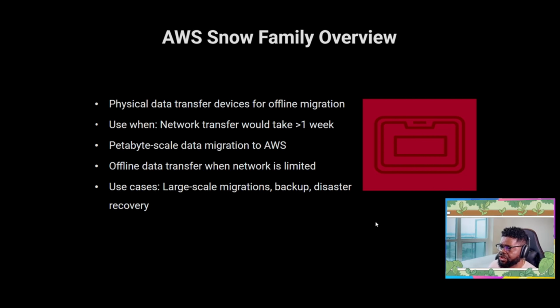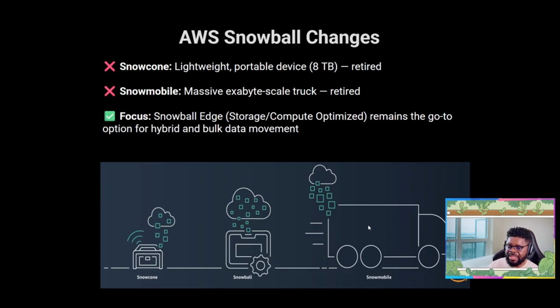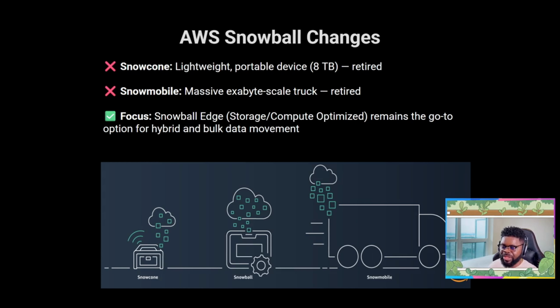There's really not much to talk about in Snow, but you need to understand that before, there used to be Snowcone. Snowcone was a small device that you could use, but it's retired. I'm just putting it here in case you ever see it in your exam or anywhere. It's now retired. Snowmobile used to be a truck. The way AWS did it is that they gave three options for you to move large data. Depending on how much data you were moving, there was Snowcone, and if your data was larger, you could go one level up and get a Snowball. And if you were talking about huge, massive data, that's when you went to Snowmobile.